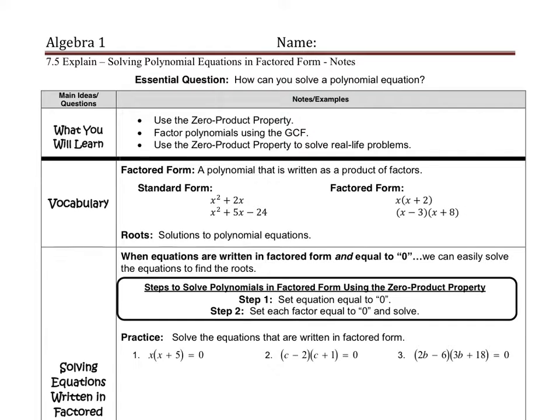Today we're going to be working on solving polynomials that are in factored form, and also using our area model to remove the greatest common factor to get our polynomial into factored form.